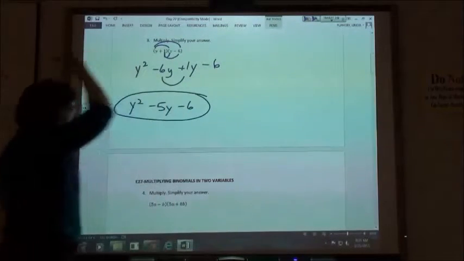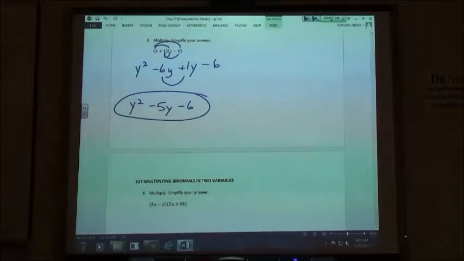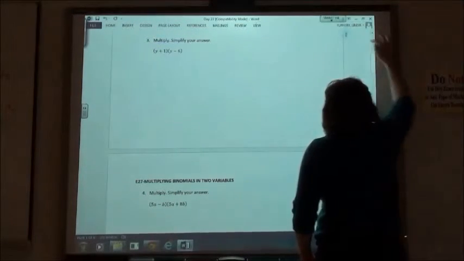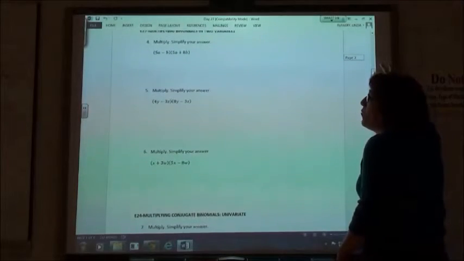Exactly. You've done that before. So then we are going to multiply some binomials that have 2 variables instead of just 1 variable.